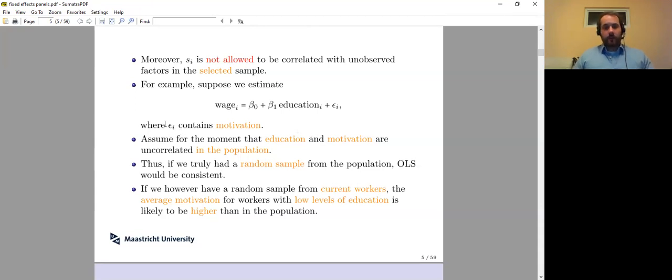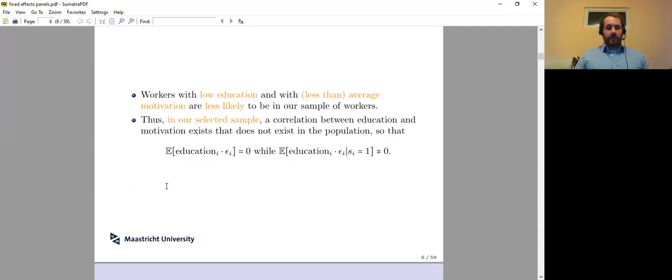Now, let's, however, look at a subsample from the population where we only consider people that are currently working. This result is actually taken from the Wooldridge book. He explains that if you look at the average motivation of workers with a low level of education, then the average motivation is likely to be higher in your subsample than in the full population. The intuition here is that if you have a low level of education and you're only averagely motivated or even less than that, then you are less likely to end up in our sample, because simply you are less likely to actually have a job.